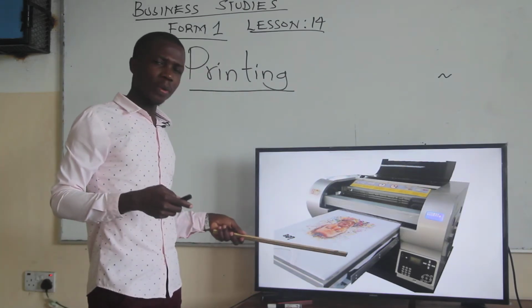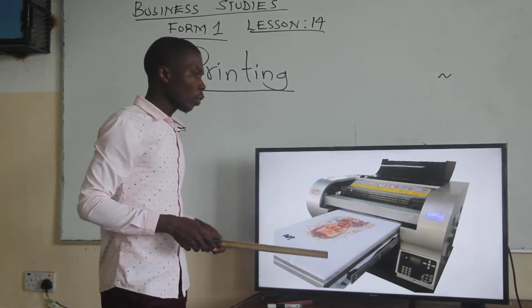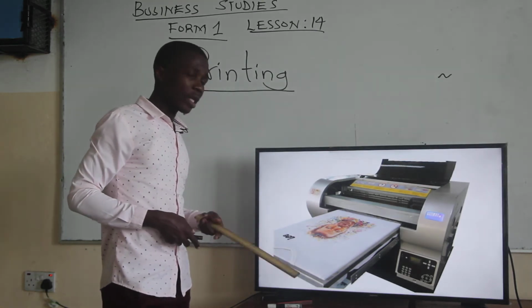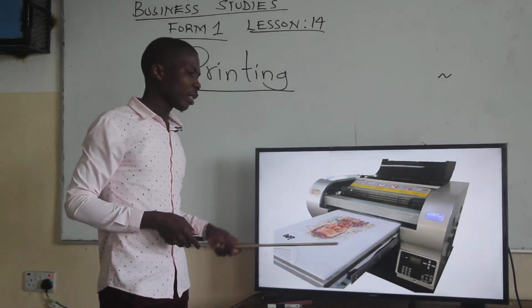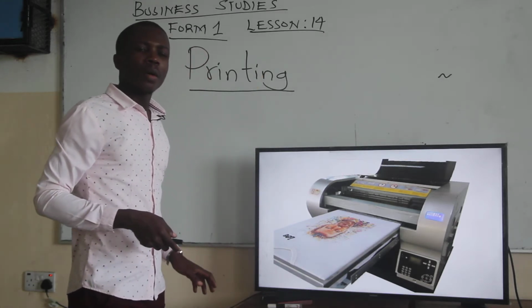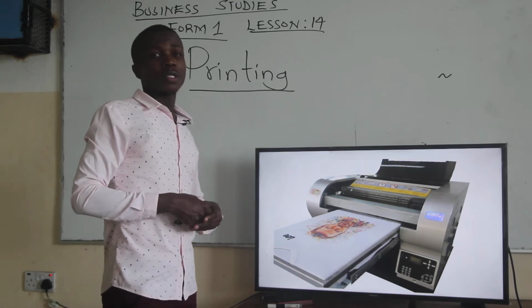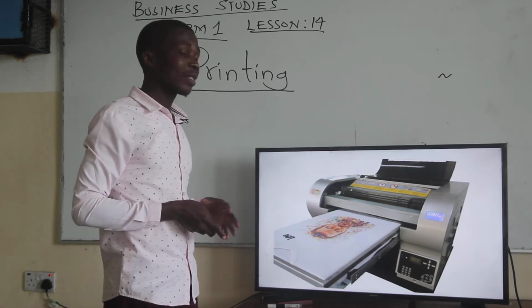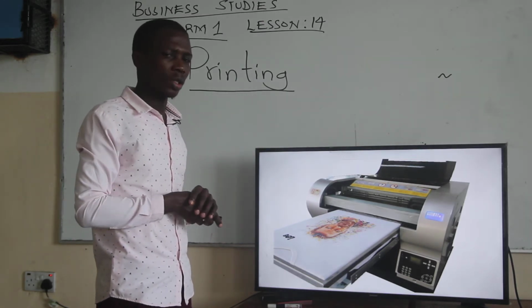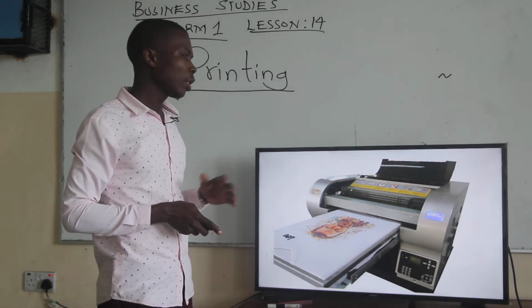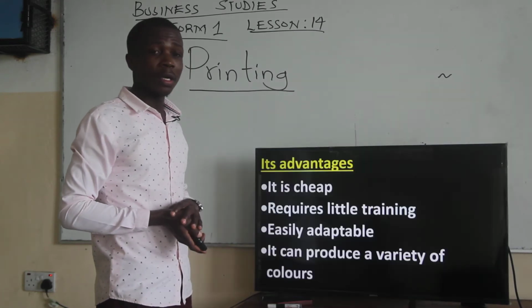This could be maybe a paper, could be maybe a cloth. So when you want to have an idea how clothes are being printed, we always use the stencil machine, which is an example of methods being used to produce documents in an office. So this is stencil printing, which is an example under duplicating machines. Then let's look at the advantages of this.